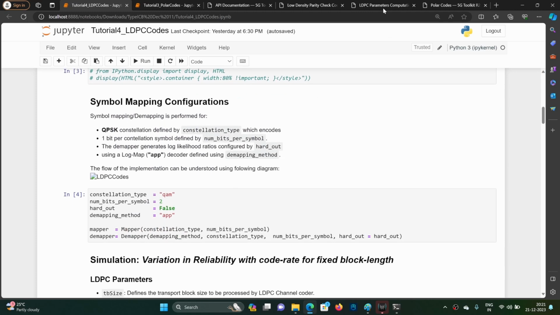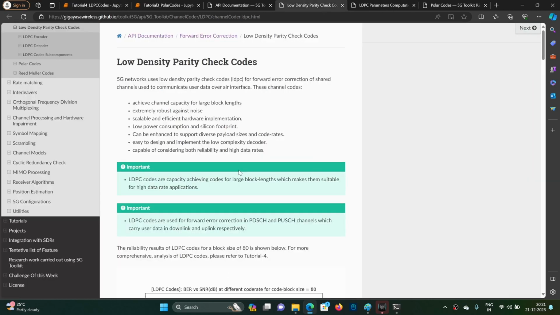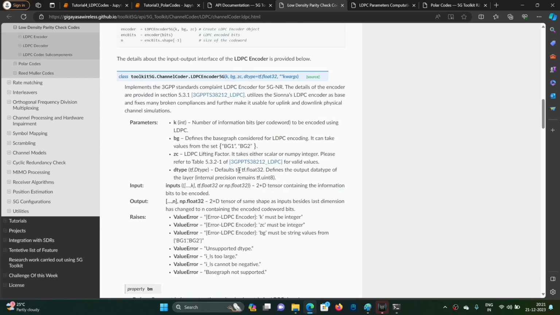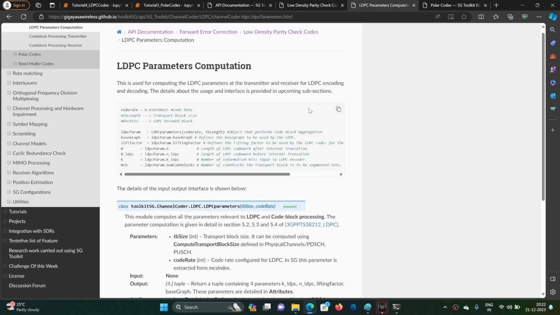If you take a look over here in the LDPC page, the input parameters for LDPC are k, the number of information bits, bg, which is the base graph, and the lifting factor. This is based on the different guidelines and formulas set by the 3GPP. And in order to get a 3GPP compliant k, bg, and zc combination, you can use the LDPC parameter computation.